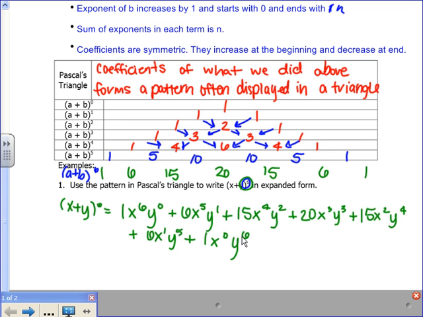Just double check, and this gets me every time. All of a sudden I'll hit the middle, x to the third, and I'll start counting up again on the x's when I'm supposed to be counting down. So just check. My x's started at 6, they ended at 0. My y's started at 0, they ended at 6. It looks good to me.